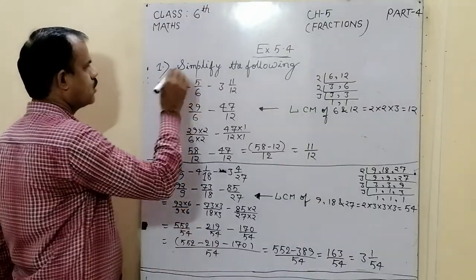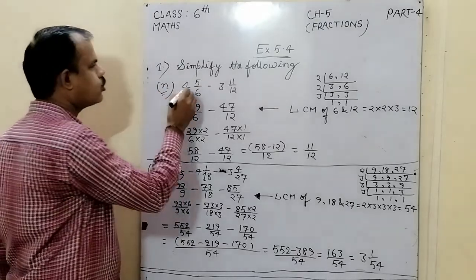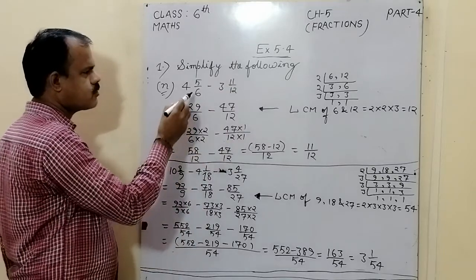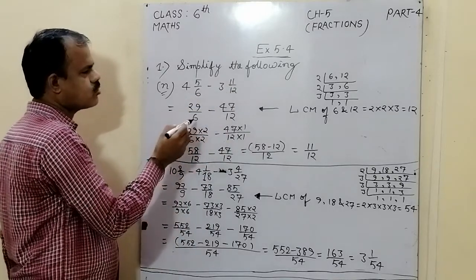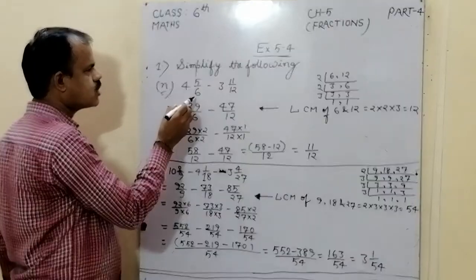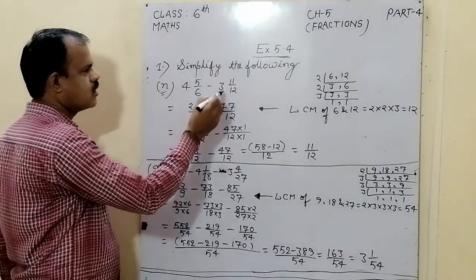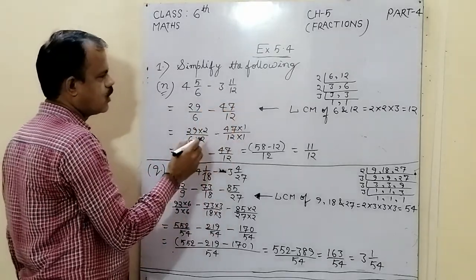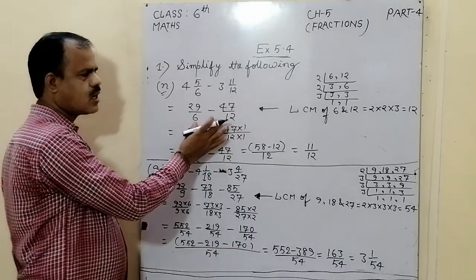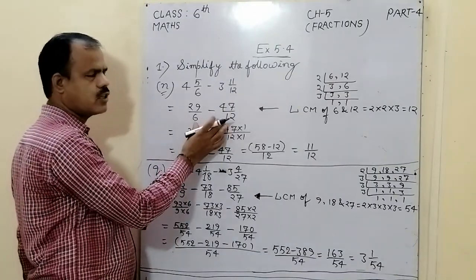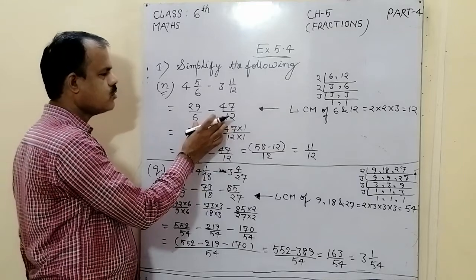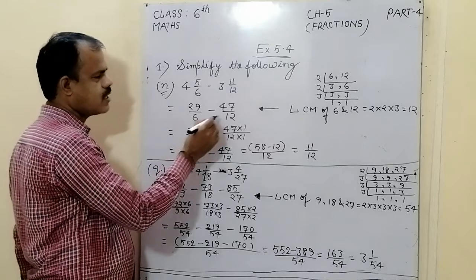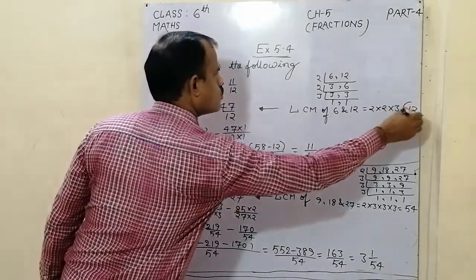Yes student. Next part, N part: 4 whole 5 by 6 minus 3 whole 11 by 12. First we have to change both mixed fractions into improper fractions. 4 sixes are 24 plus 5, 29 by 6. 3 twelves are 36 and 11, that is 47 by 12. Now both fractions are unlike fractions because the denominators are different, 6 and 12. So we have to change them into like fractions. For that, firstly we take the LCM of the denominators, that is 12.